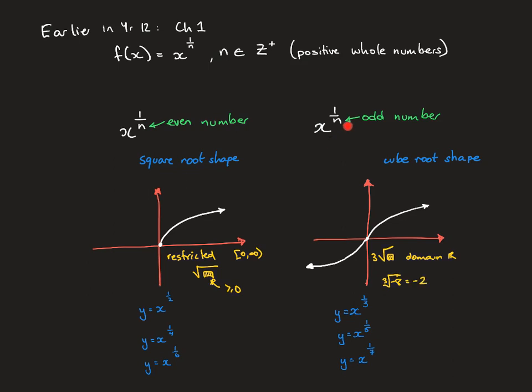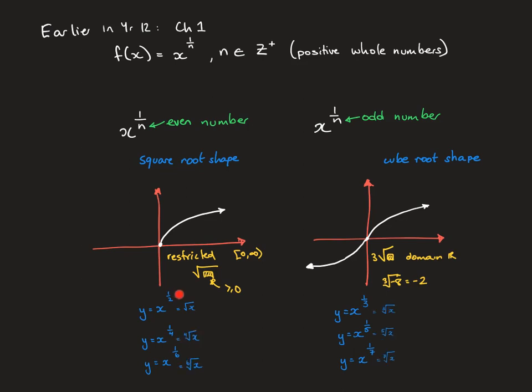If our function has an odd number as the denominator of the power, so like a 3, 5 or a 7, you get this cube root shaped function. And we refer to this bit of the graph as its negative tail. So it has a negative tail, but the square root function doesn't have a negative tail. The other way that you will see these functions written, it may not have the power as 1 over 2. It may have it written in its root form, and they look like this.